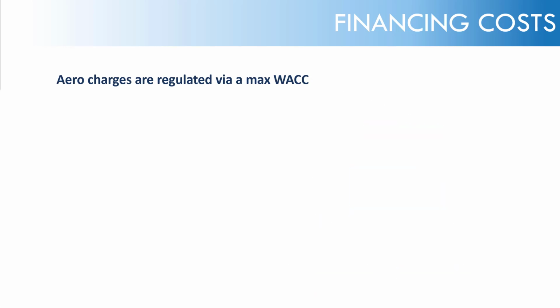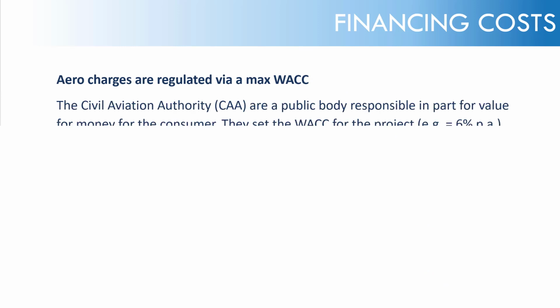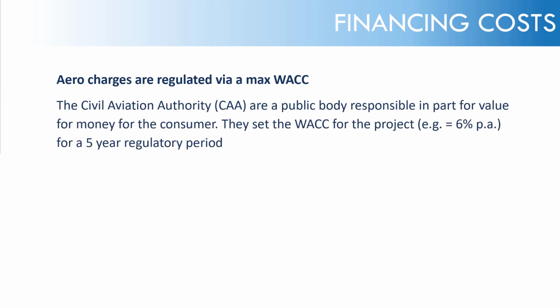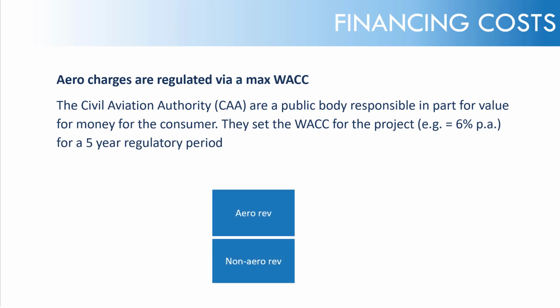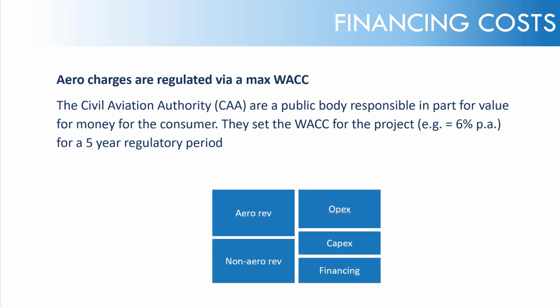So the aero charge is regulated by a max WACC, and the Civil Aviation Authority are the public body responsible for value for money for the consumer, and so they set the WACC for the project. So let's say the WACC is actually 6% per annum for a 5-year regulatory period. So again, how do we make revenue? Aero plus non-aero. And then costs are broadly made up of OPEX, CAPEX, and financing. So operating activities, investing activities, and financing activities, just like a cash flow statement.